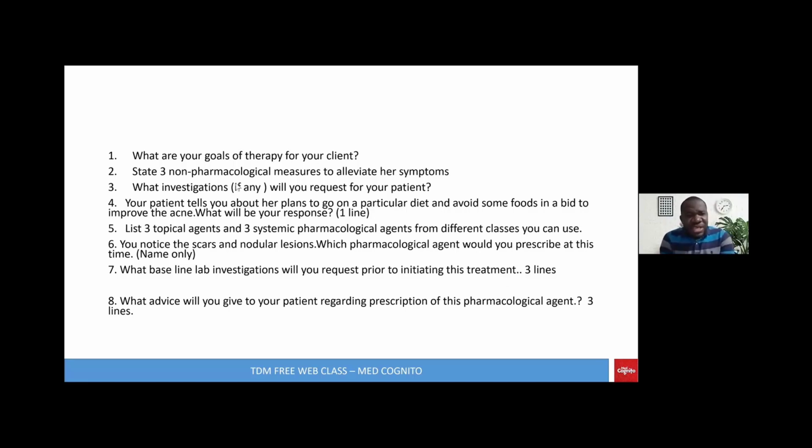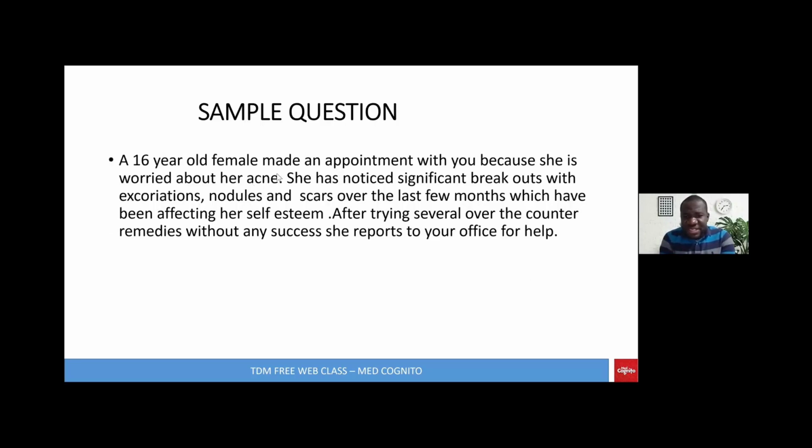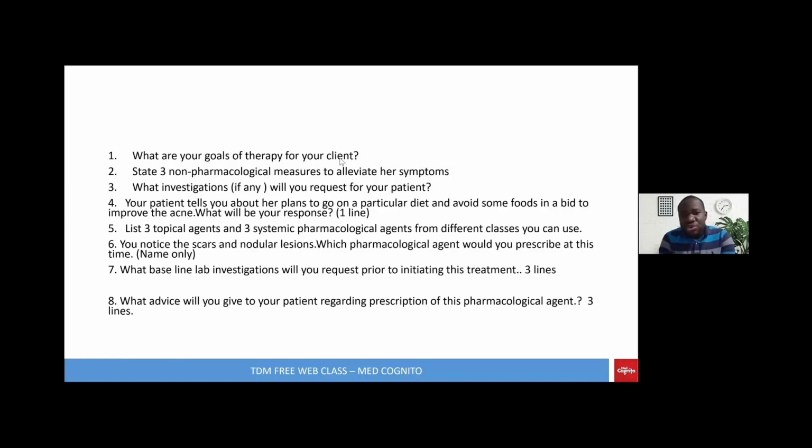So I want answers for number 1. Okay, maybe I'll go back so that you can see. This is the vignette. Again, you can have a quick glance through it. It's about acne. You have a female patient who has breakouts, excoriations, nodules, and scars, and is coming to your office for help. So what are your goals of therapy for your client?